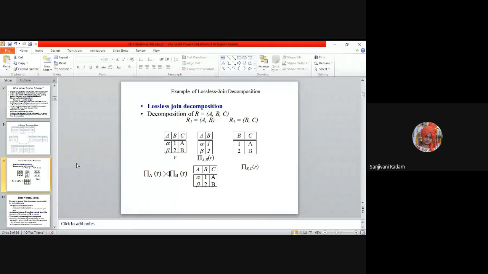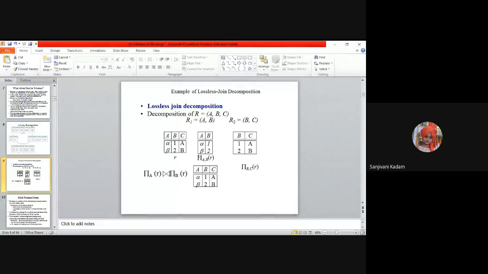Here, this one is the example for the lossless join decomposition, where we decompose the relation, but at the end we get the same relation as the previous one. In this case, I have the main relation R with attributes A, B, C. If I divide this relation into R1 and R2, R1 with the attributes A, B, and R2 with the attributes B, C, we divide the relation this way.